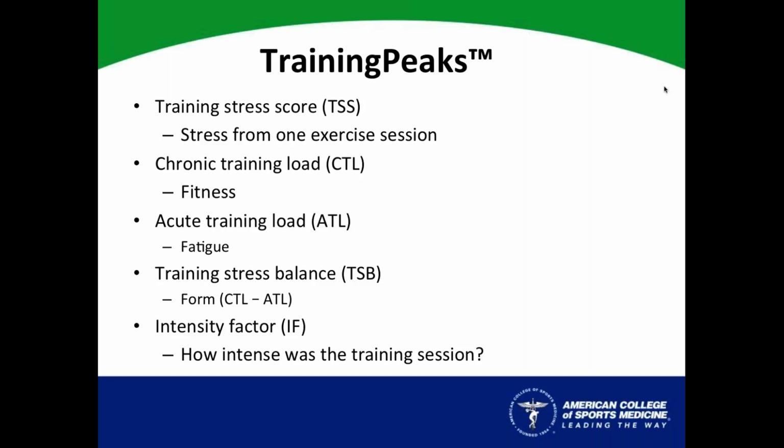So if my CTL is 120 and my ATL is 150, that gives me a negative 30. Maybe I need to take a little time off and rest a little bit. Or if my CTL is, let's say, 150 and my ATL is 120, then that would give me a plus 30. Then maybe I'm losing a little bit of fitness there relative to where I'm at. So you just kind of want to keep that in mind. So that's how you kind of look at it.